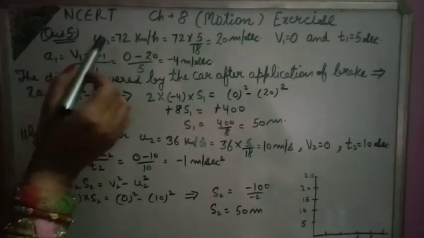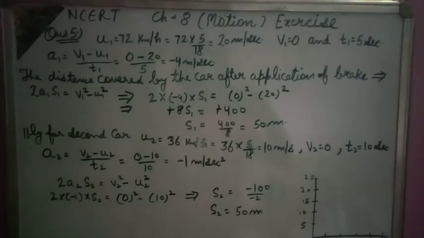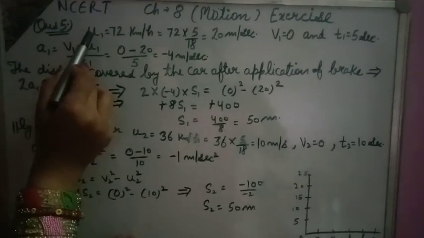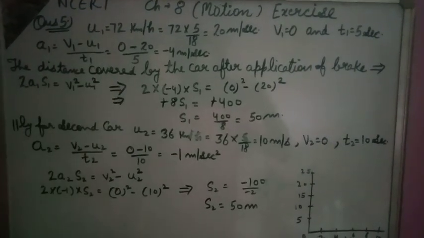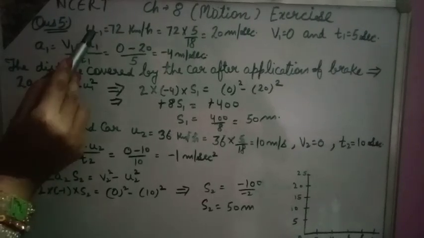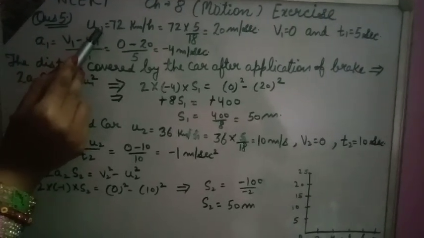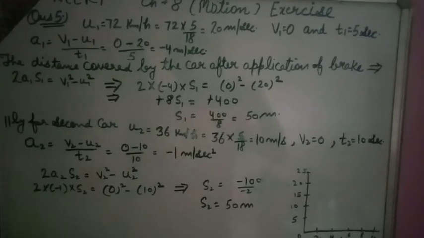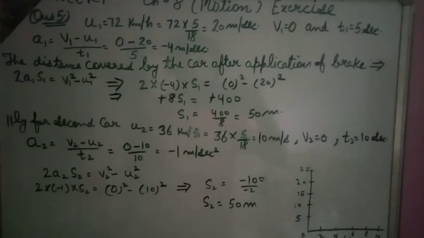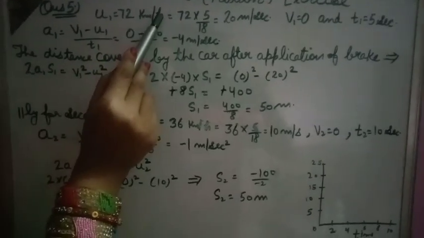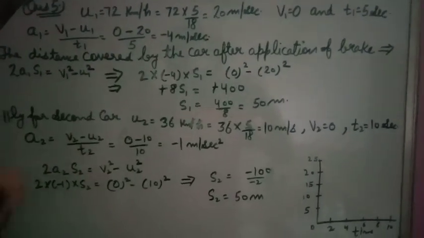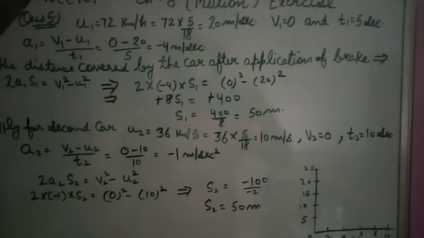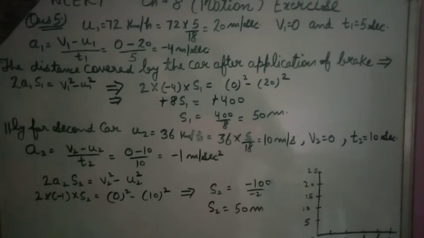initial speed is denoted by u, and here I am considering the first car, so the value of u I will consider as u1. The value of u1 for the first car is given to me as 72 km per hour. The speed is given in kilometer per hour, so I will change it into meter per second, that is, SI units. We will work in the SI unit system.